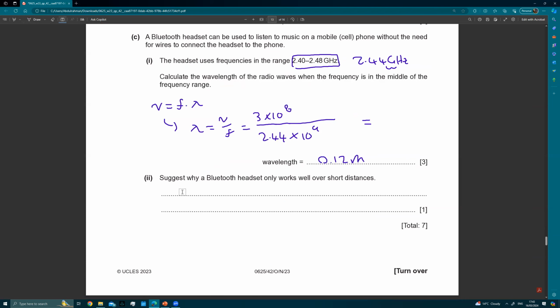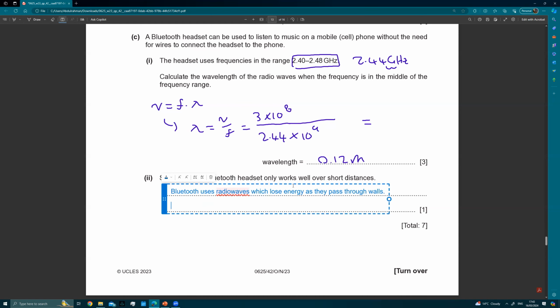Suggest why a Bluetooth headset only works well over short distances. We need to know that Bluetooth uses radio waves. This is part of your syllabus. So you're going to say Bluetooth uses radio waves, which lose energy as they pass through walls. Or you could say the signal gets weaker as it passes through walls. So you're going to have a weak signal and you're not going to hear very well.